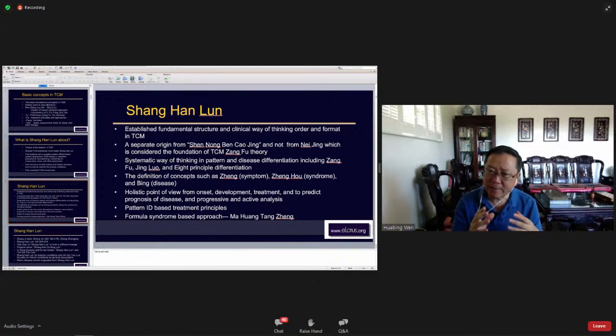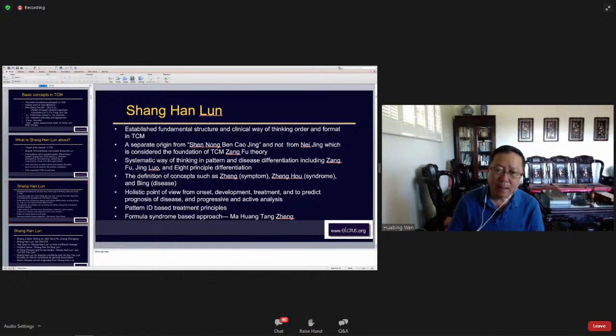So pattern differentiation is actually the way we see the progression and the development of a certain condition, certain disease, certain symptom. That whole approach you can see from Shang Han Lun, and one by one, anything you need, it's already there.